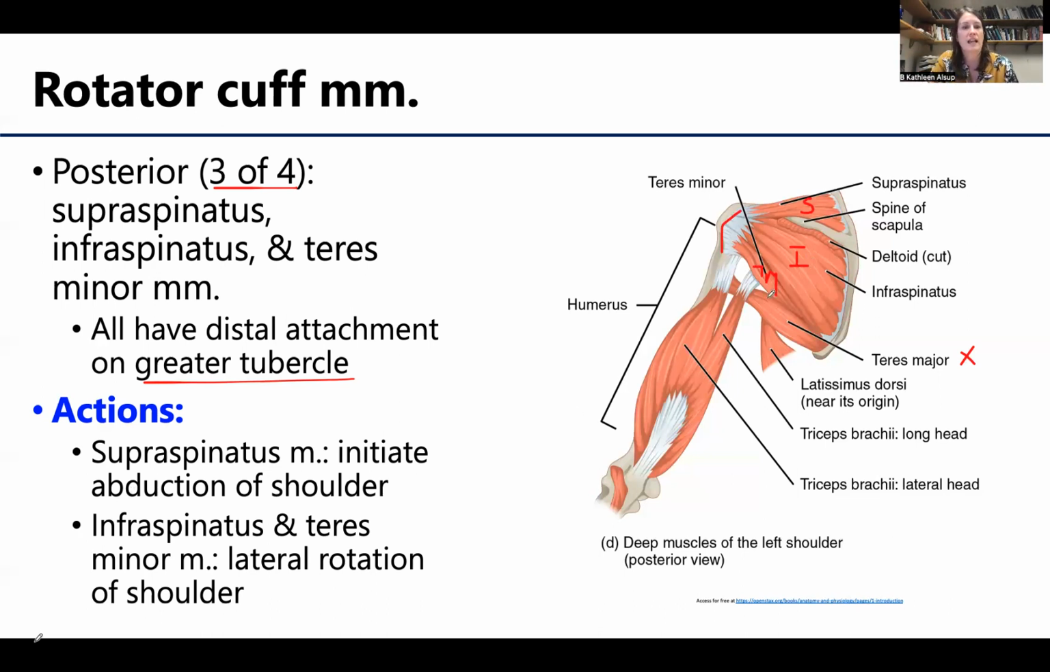The infraspinatus and the teres minor muscles will be the lateral rotators. Think the anterior side of the humerus is moving laterally. So these are going to be the major lateral rotators of the shoulder joint.